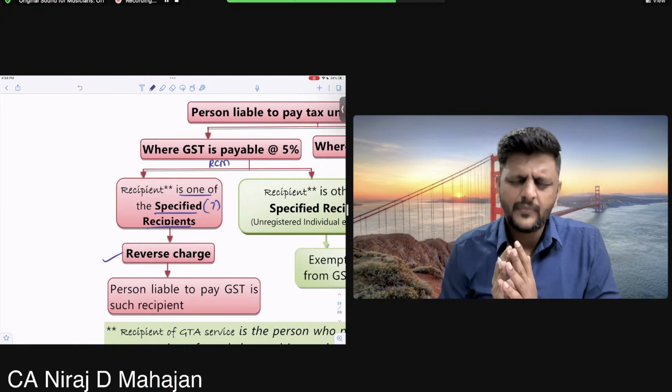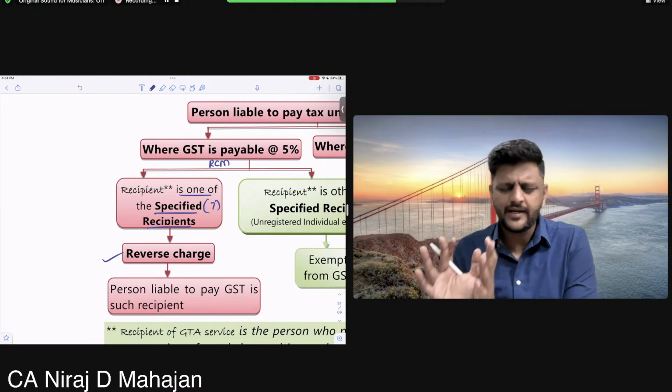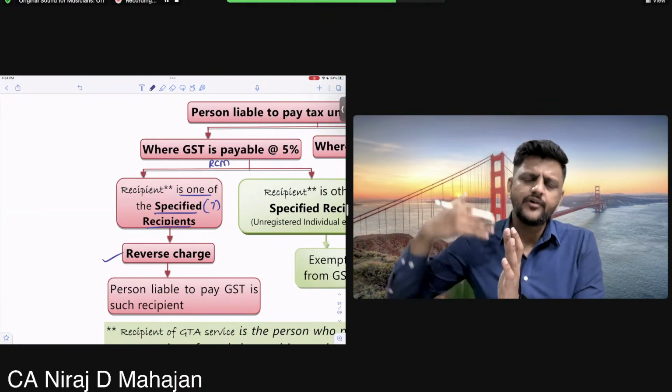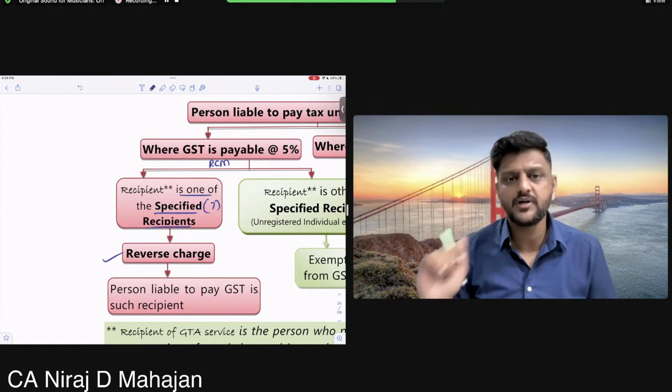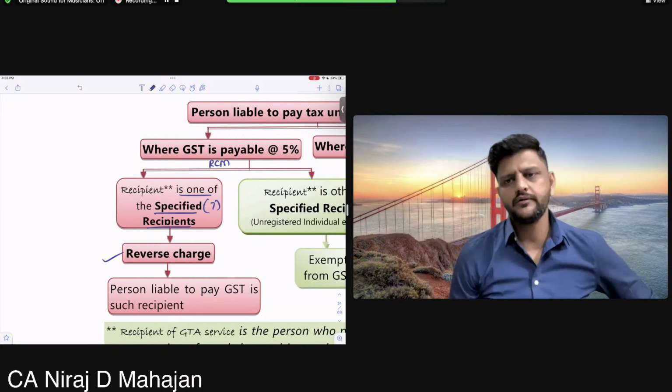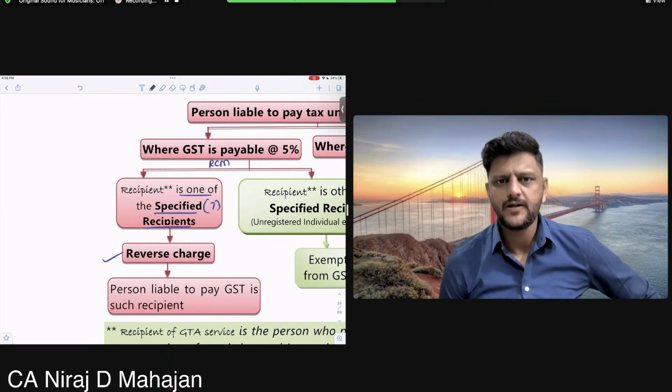Yes, till here. Second stage now. Okay, you are paying tax at 5%. You are paying tax means tax is leviable at 5% without ITC. Now the recipient is बच्चों one of the 7. One of the 7. Then बच्चों, the recipient has to pay on reverse charge. Clear? All of you?